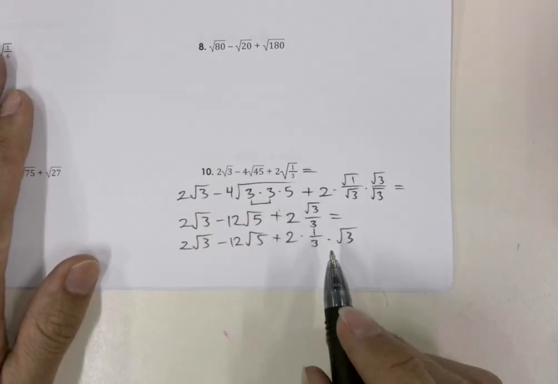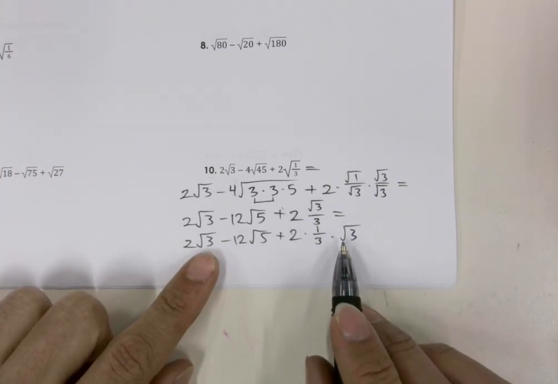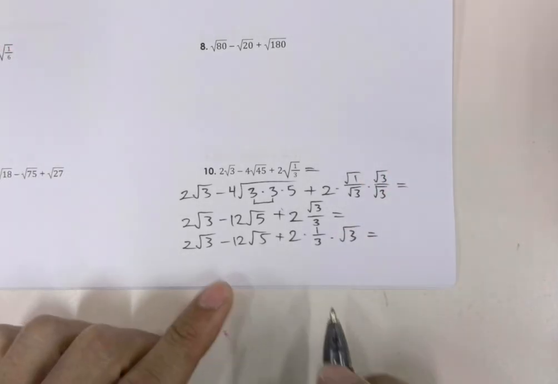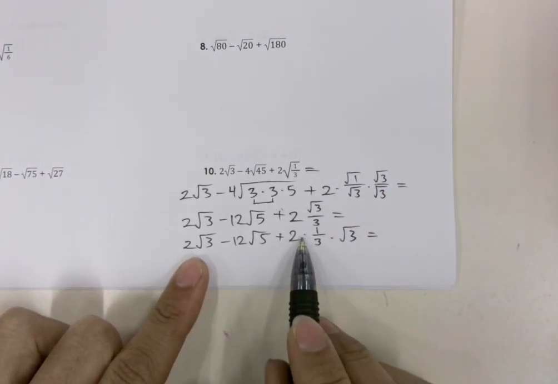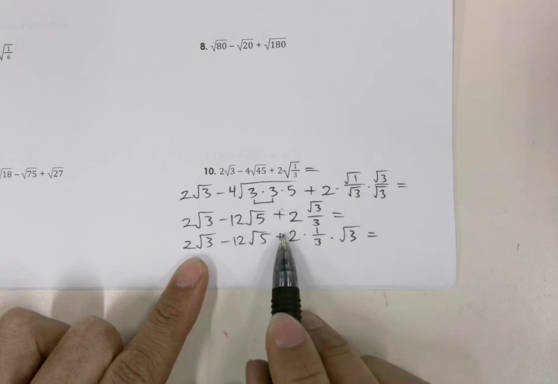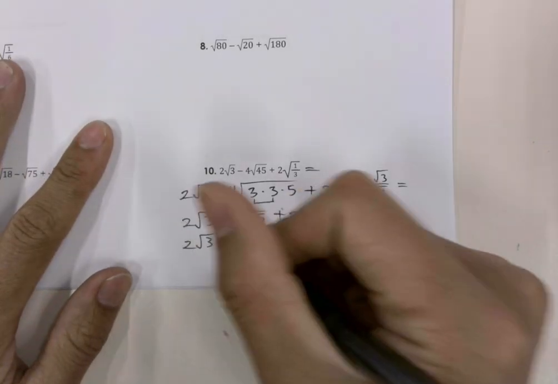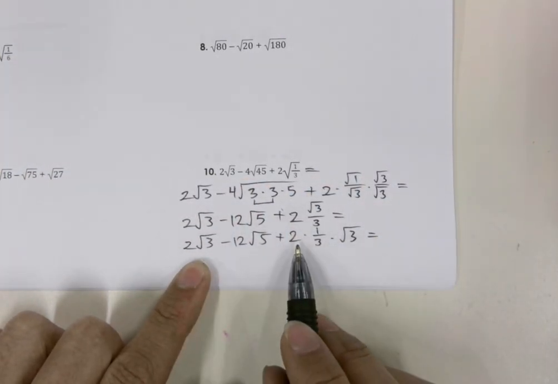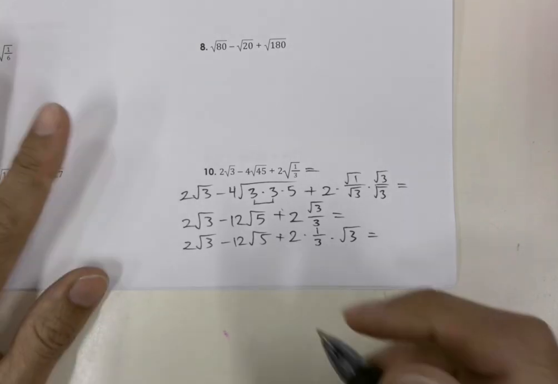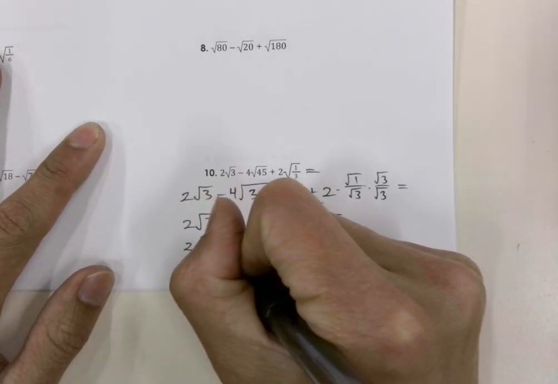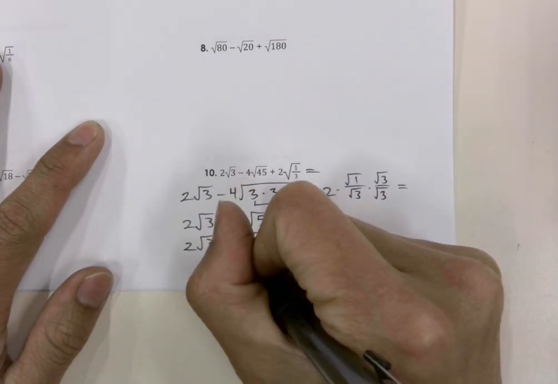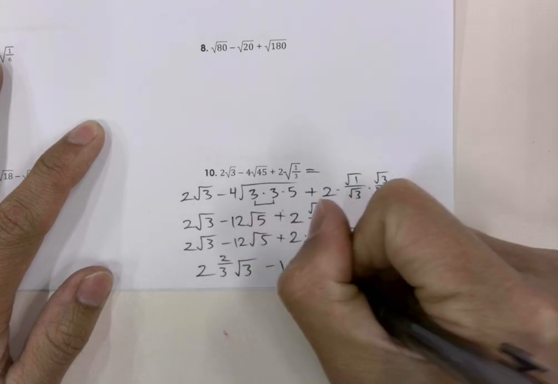Okay. So now that we do that, hey, we have like terms, right? The first term and the third term are like terms. So we can combine them. So 2 times 1/3, this is going to be 2/3 times square root 3, right? So this is going to be 2/3 square root 3. So 2 times square root 3 plus 2/3 times square root 3 is going to be 2 2/3, right? Square root 3 minus 12 square root 5.